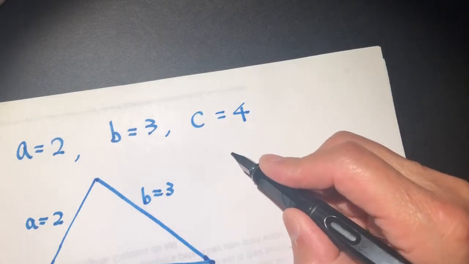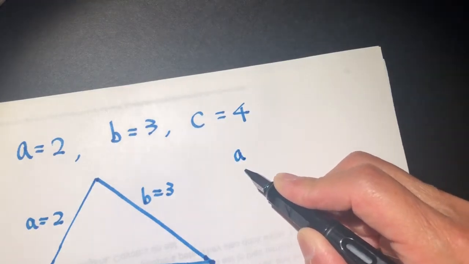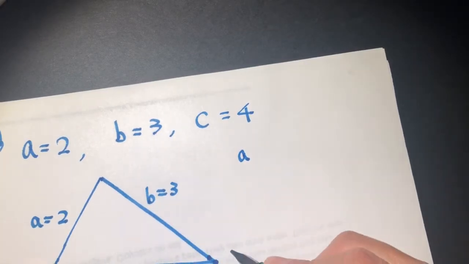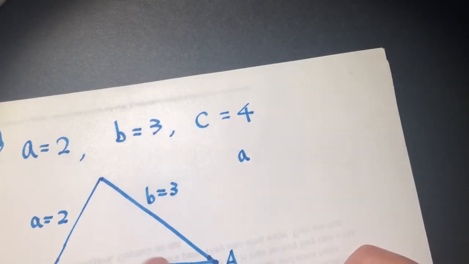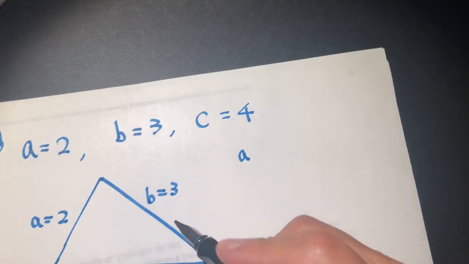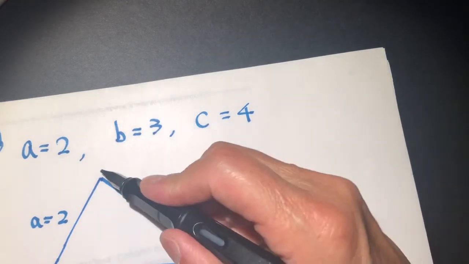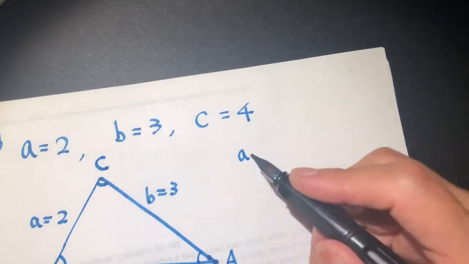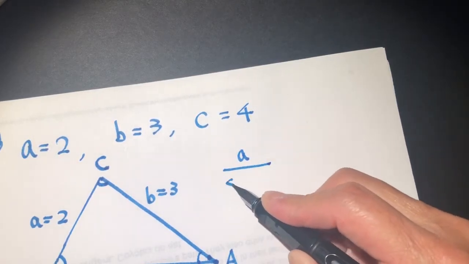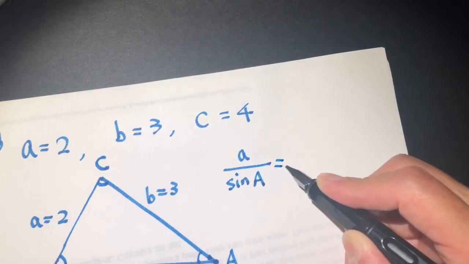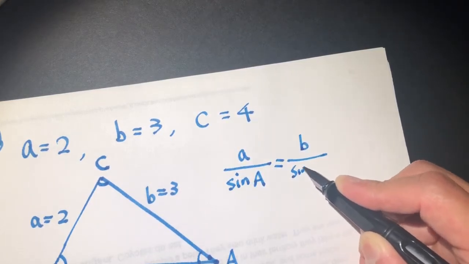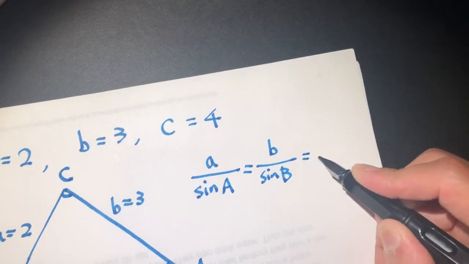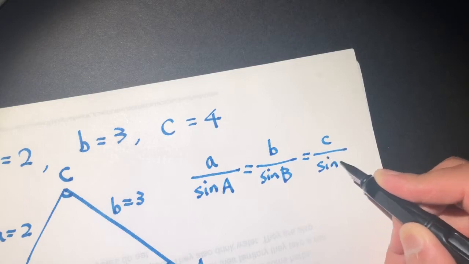When you see this A, B, C, you think about your formula for law of sine. Let me write down. Angle A goes against side A, angle B goes against side B, and angle C goes against side C. So the law of sine is A over sine A equal to B over sine B equal to C over sine C.